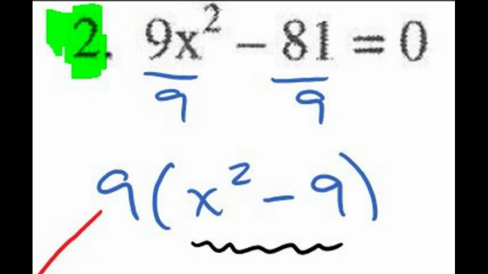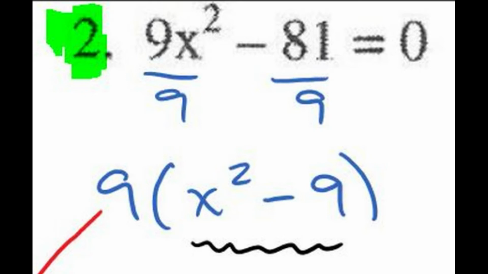So at the beginning of this problem, you might recognize that both of these have a 9 in them. I like dealing with a lot smaller numbers than bigger numbers whenever I can. So I divided both of these by a 9 to start the problem, and I'm going to ignore that 9 until the very end of the problem. Okay, so that 9 I bring out front, and I'm just going to factor x squared minus 9.